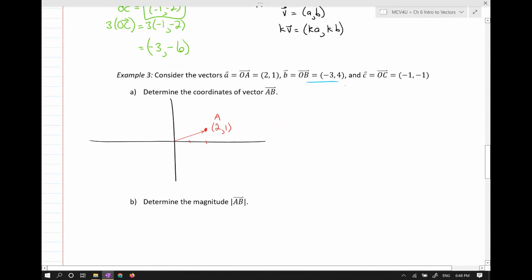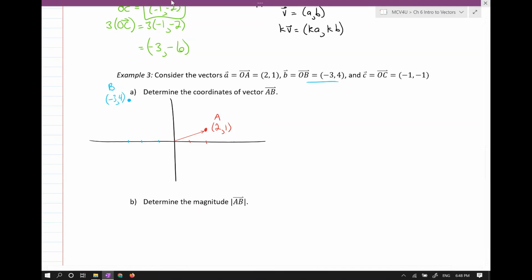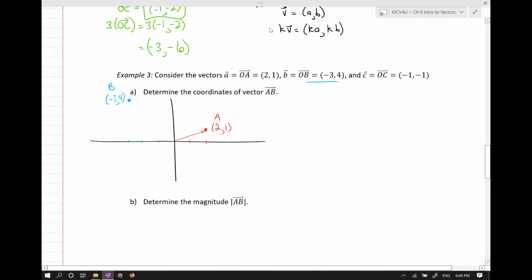Point B, and I'm trying this a second time because I plotted it in the wrong spot before. 3 units to the left, 4 units up. There we go. We're looking at something like this, -3, 4, and this is point B. All right, if that's point B, then vector B goes from the origin to point B, something like that.